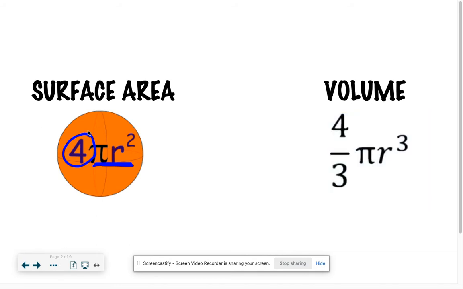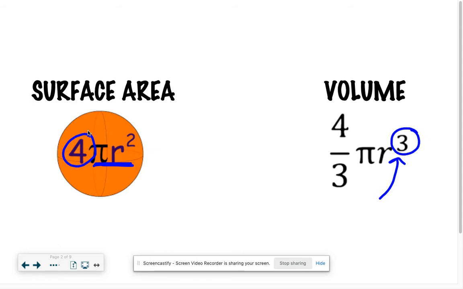Volume, I don't have a fun video for volume. It's 4/3 pi r cubed. Take volume, our units are cubed, so we're going to take our radius to the 3rd power and then 4/3 in front. But make sure you have those written down correctly, please.